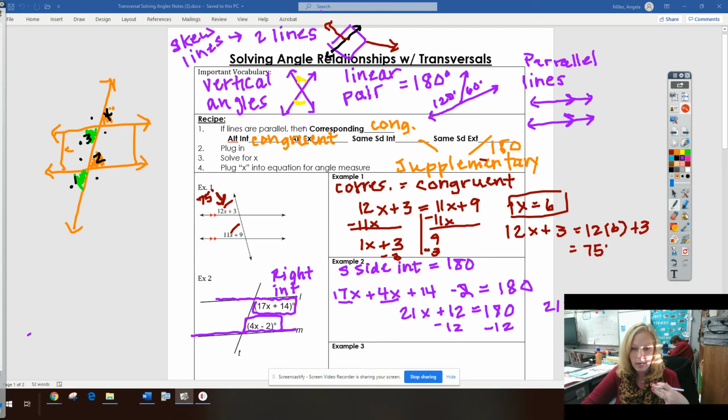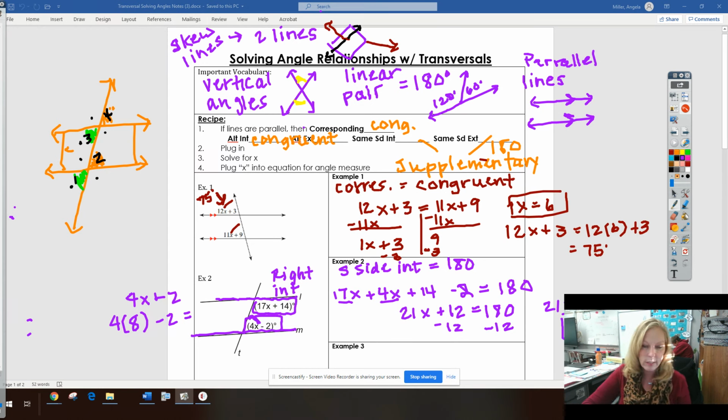Okay, again, I need you to remember that sometimes it's going to say solve for x. Sometimes it's going to say, what is the angle measure? So if it says, what is this angle measure down here, then we would have to go and plug it in. 4x minus 2. And then I would go 4 times 8 minus 2. So that would be 32. 8 times 4 is 32, minus 2 is 30 degrees.